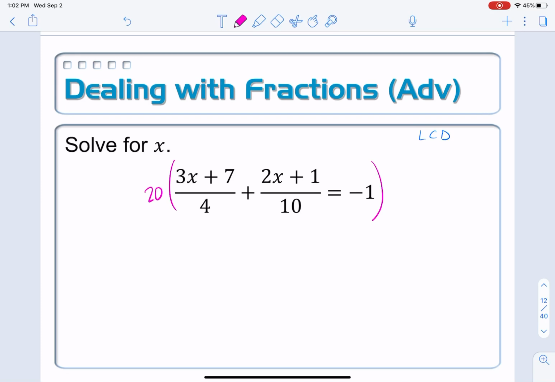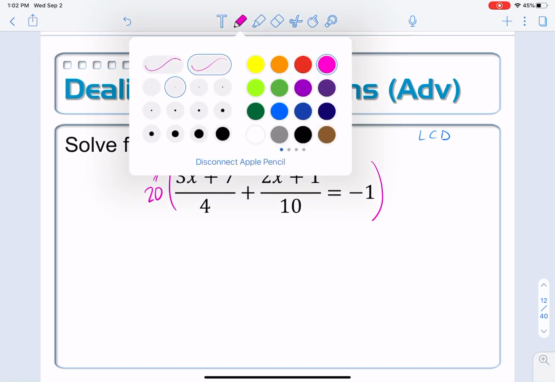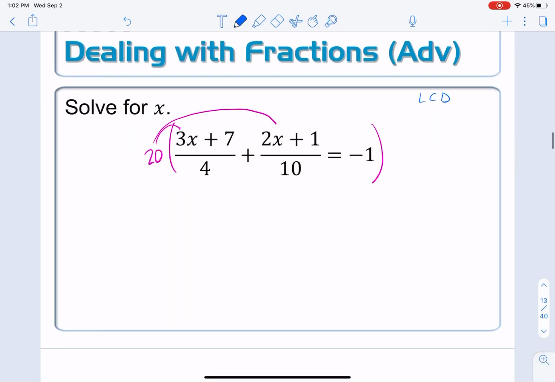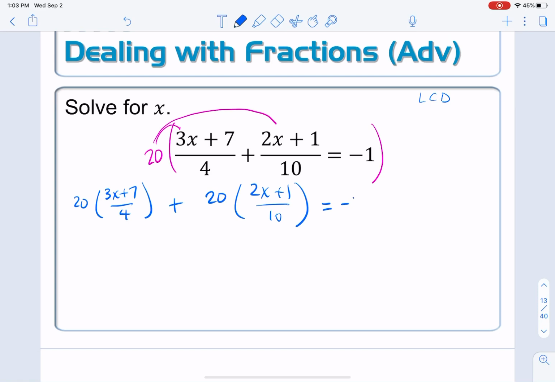So I'm going to distribute the 20 through both of these terms on the left-hand side. And of course, the 20 will hit that -1 as well. So I'm going to rewrite this just a little bit. And I would have 20 times this quantity 3x plus 7 over 4, and then also 20 times the quantity 2x plus 1 over 10. And I can't forget to multiply the right-hand side by 20 as well, so -1 times 20 gives me a -20.